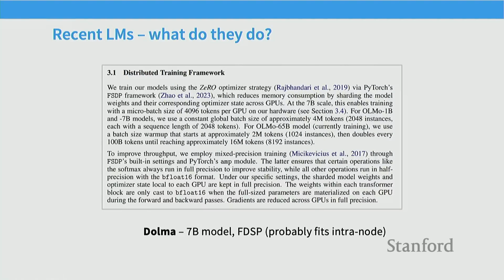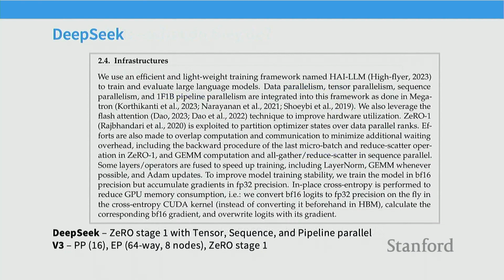All right, so the last part of this is recent language models. Like, what do they do? So, I've gone through a few papers to look at examples of what people's parallelization strategy is. Olmo in the Dolma paper, they do FSDP for a 7 billion parameter model. DeepSeek, the first paper does ZeRO stage 1 with tensor, sequence and pipeline parallel. This is the vanilla thing that I told you.